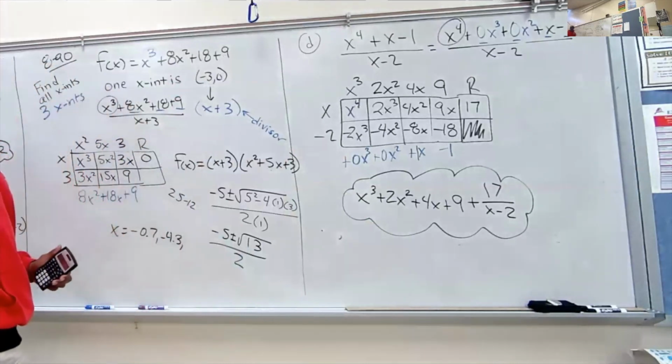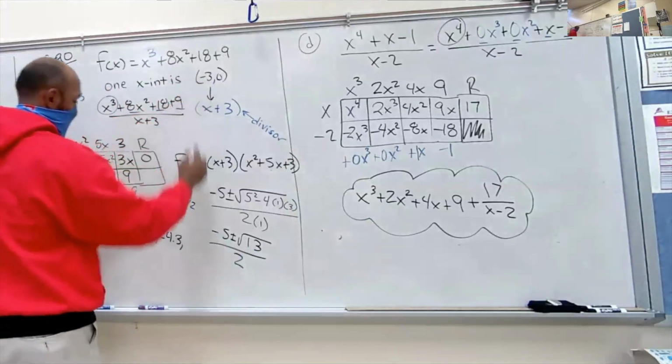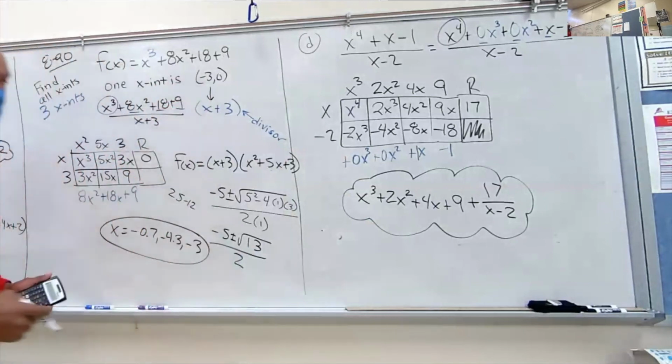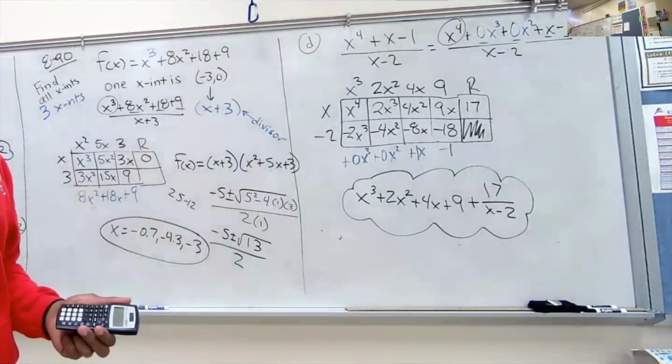Remember, there's one more, right? We already had it. It's right there, negative 3. So there's all the x-intercepts, all the roots, all the solutions that we were looking for, okay?